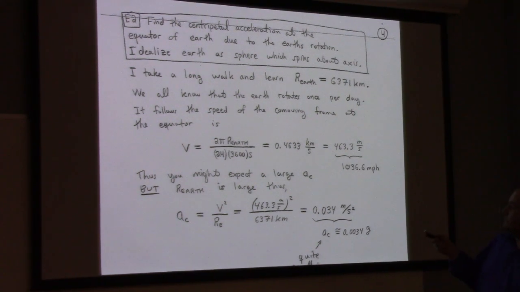Anyway, there's 86 some odd thousand seconds in a day, 24 times 3,600, and so there you go. The velocity of a point at the equatorial region with respect to the axis of the Earth is moving 463.3 meters per second, 1,000 miles per hour.